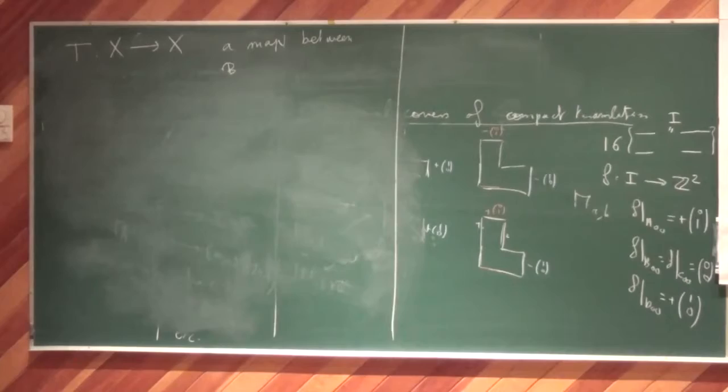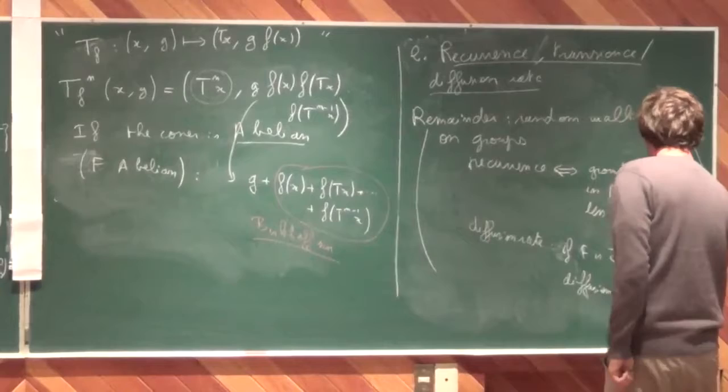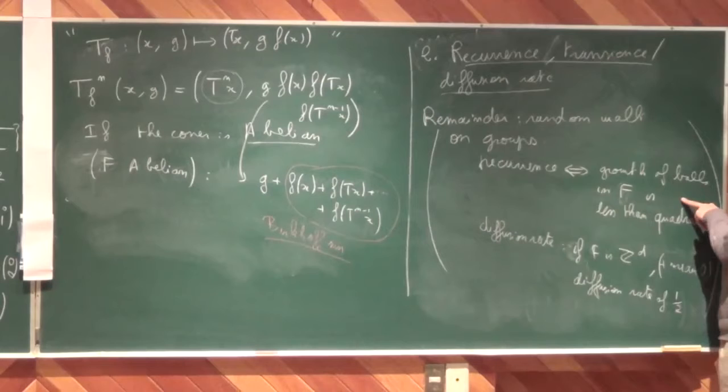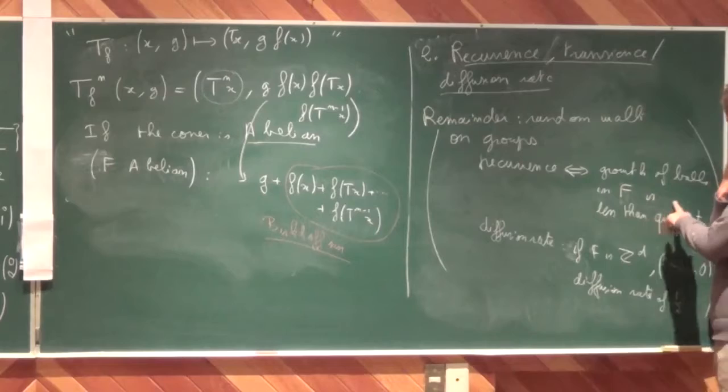Oh yes, there is something wrong here. What are the properties? The metric on the Cayley graph. The growth of balls does not depend on the metric on the Cayley graph. I will speak more about growth of balls later.